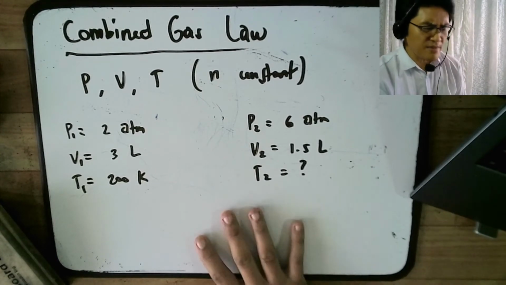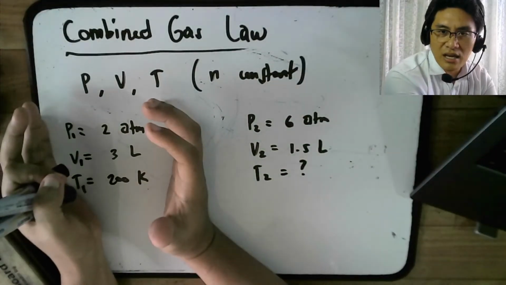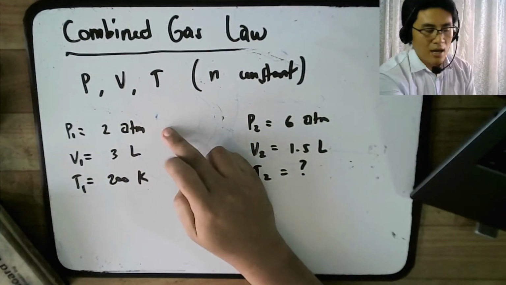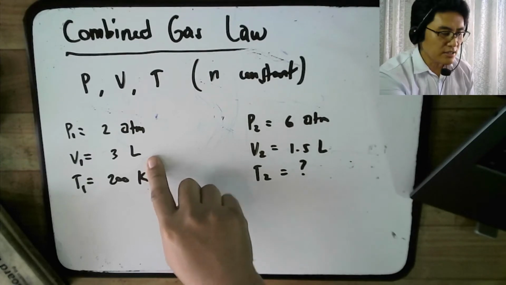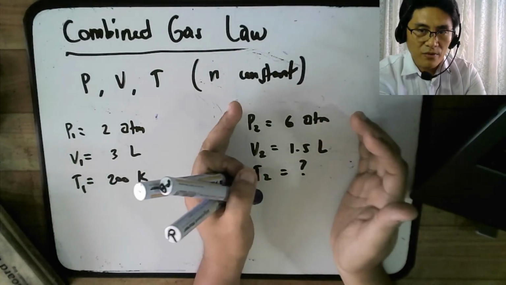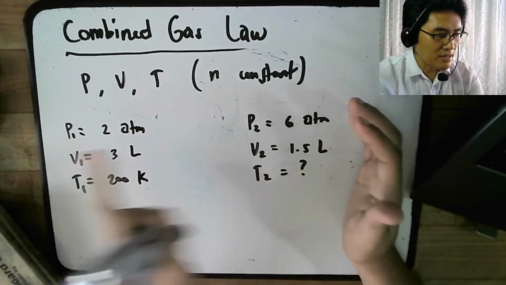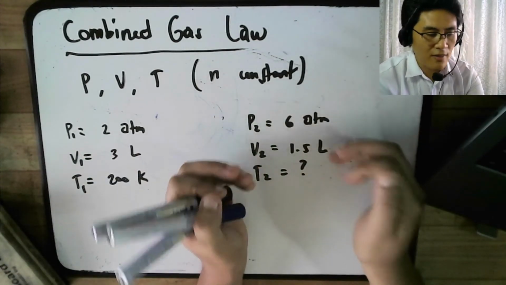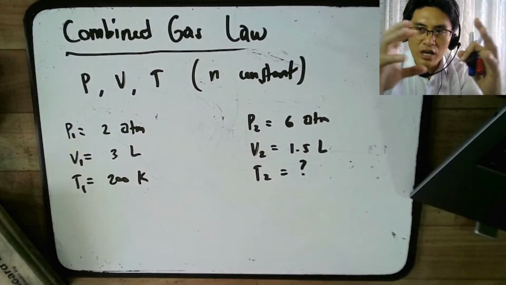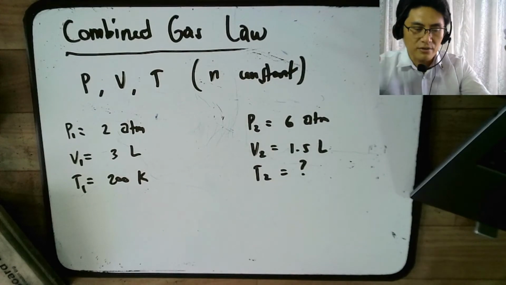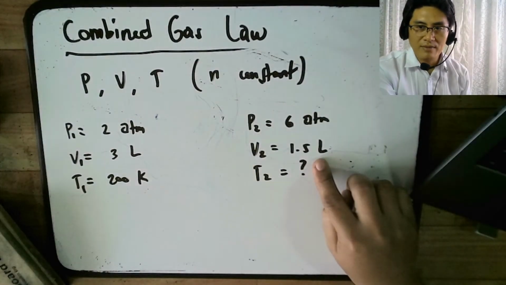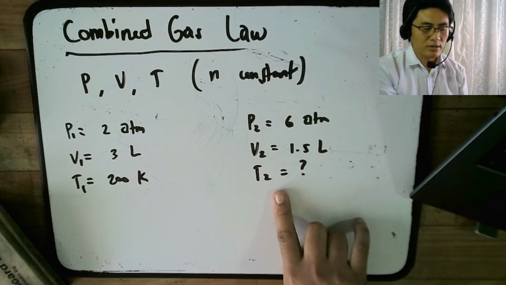Okay, very simple. You have a container of gas, and the gas inside that container has a pressure of 2 atm, a volume of 3 liters, and a temperature of 200 Kelvin. What if the pressure changes to 6 atm, and maybe there's a mechanism for it to change volume, or it contracts like a syringe, but the point is the volume changed to 1.5 liters. Question, what will be your temperature 2?